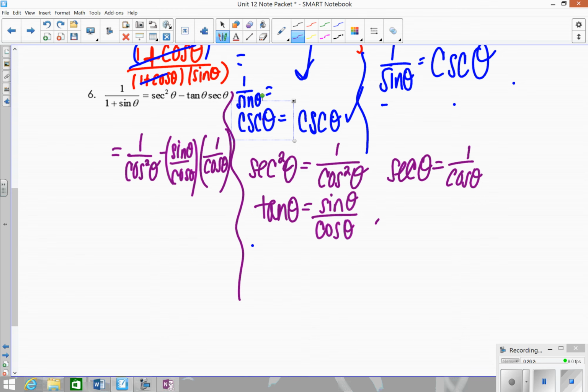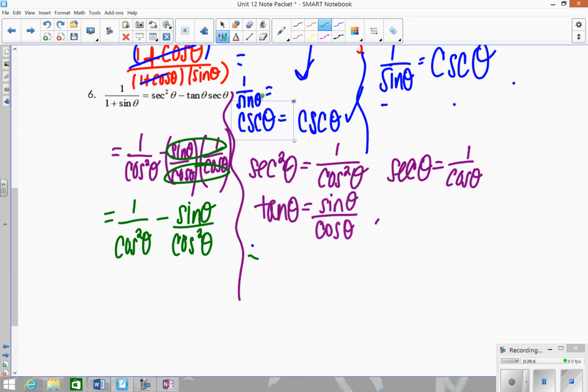So this you can replace as 1 over cosine. Then we can go ahead and simplify this. So we have 1 over cosine squared theta. Here, when you multiply across the top, you have sine theta, and when you multiply across the bottom, you have cosine squared theta. Since I have the same denominator, I can go ahead and subtract these. The denominator stays the same. Subtract the top, we get 1 minus sine theta.